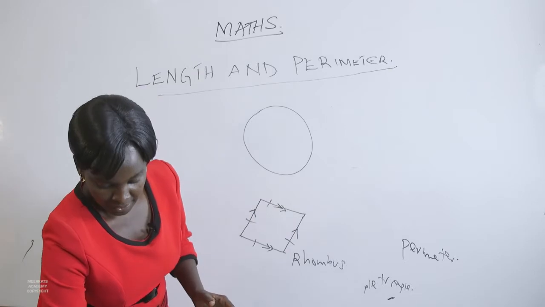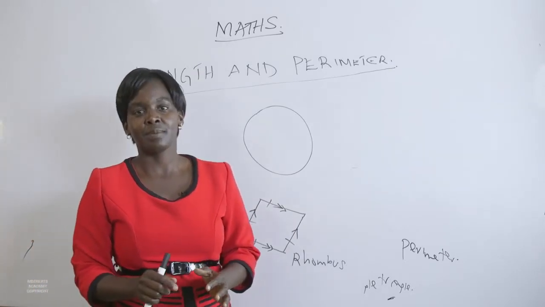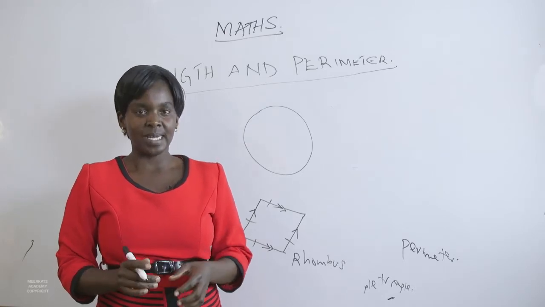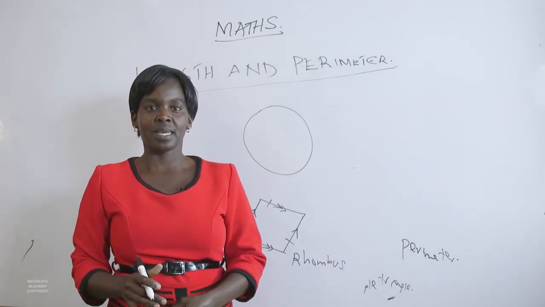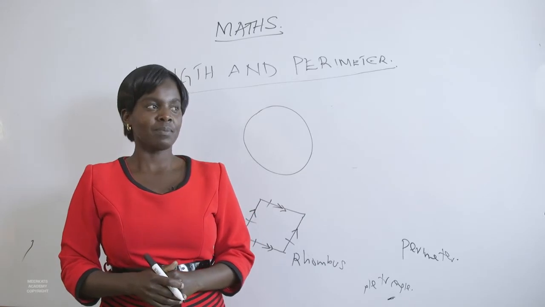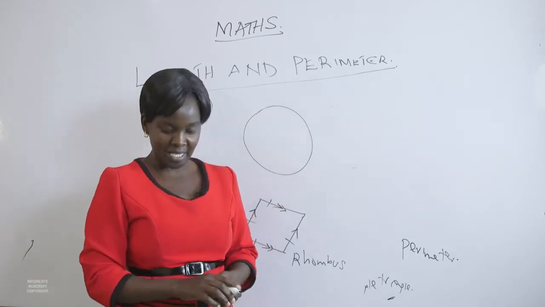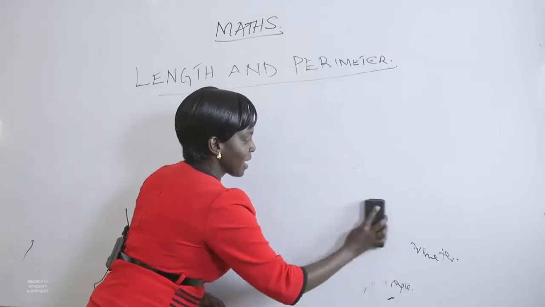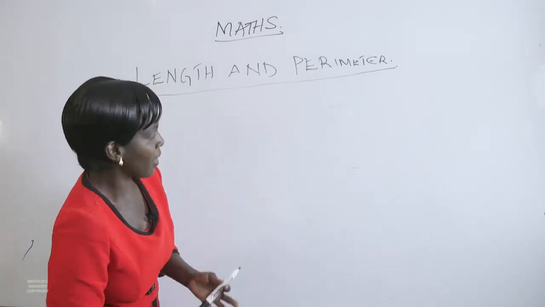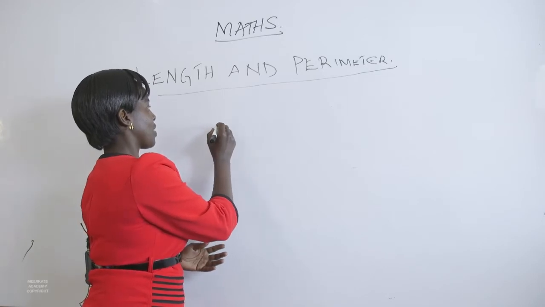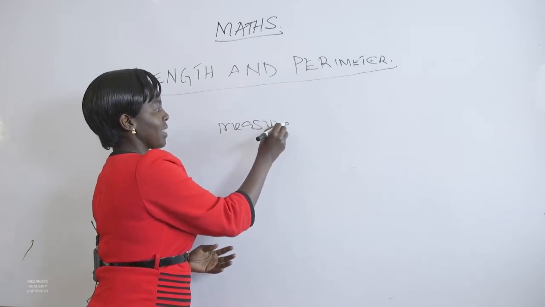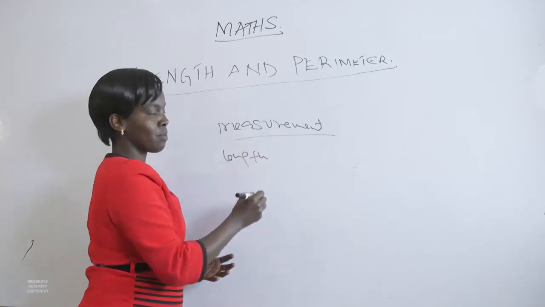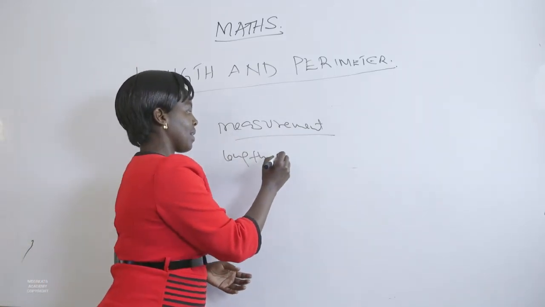Before we find the perimeter, we have said that length is measured using a particular unit. In Australia, the unit normally used is from the metric system, that is the meter. So length is measured using the unit called meter. We are talking about measurement of length.